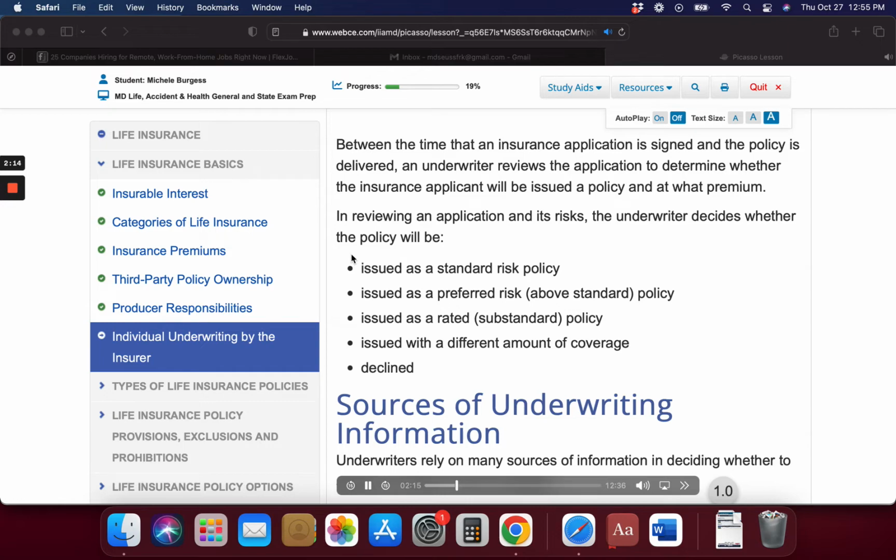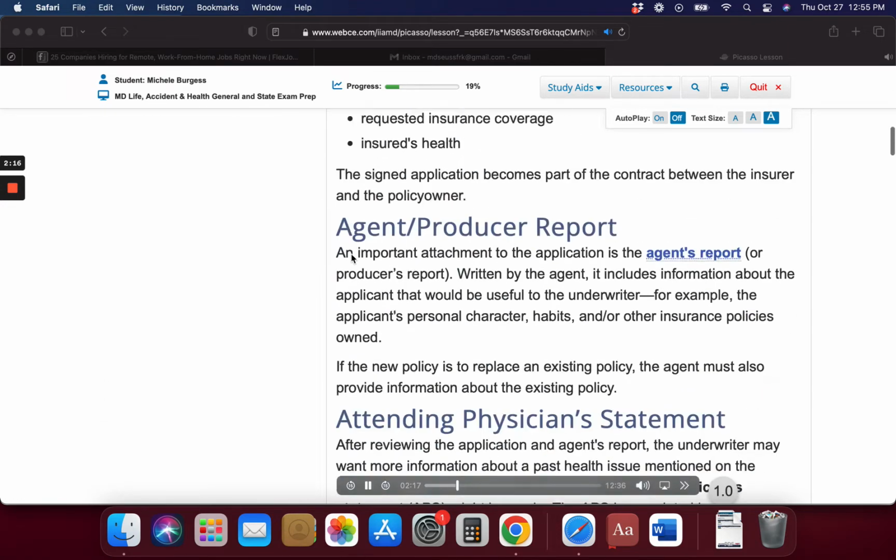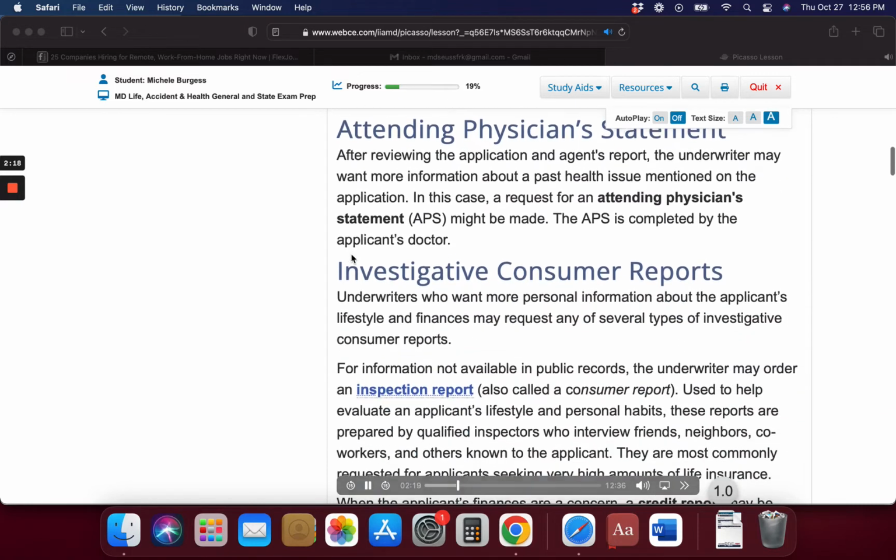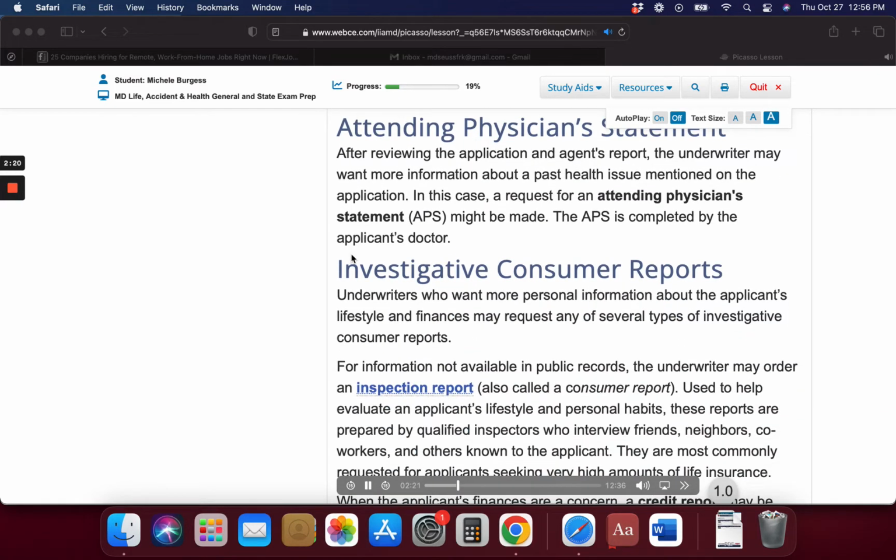Attending physician's statement. After reviewing the application and agent's report, the underwriter may want more information about a past health issue mentioned on the application. In this case, a request for an attending physician's statement, APS, might be made. The APS is completed by the applicant's doctor.